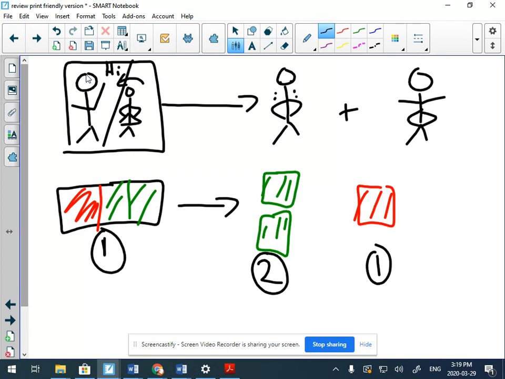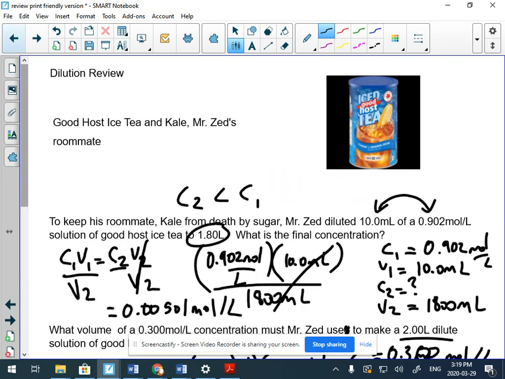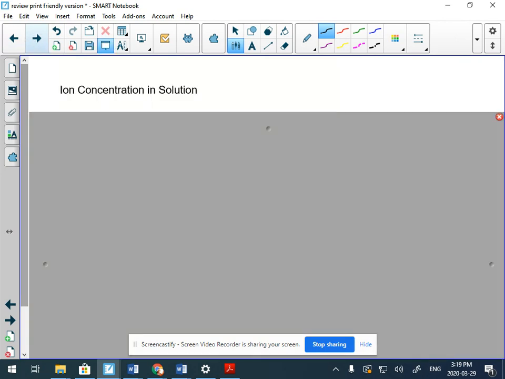And we're going to be looking at the math of that today. It's actually a big deal. Because you remember how we could use mole ratio to figure out, for example, moles in a gas system or volume in a gas system? We can use the mole ratio to figure out concentration in a solution system. Okay. Ion concentration in solution.